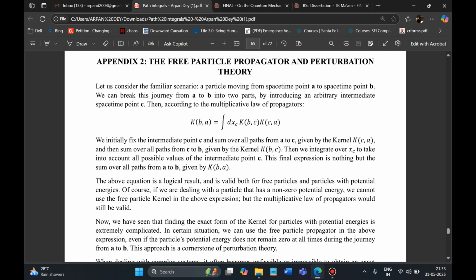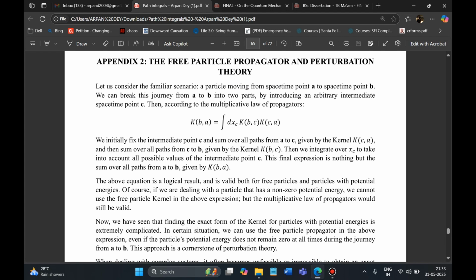Anyway, finally for this video, the last topic that we'll be discussing is the free particle propagator and perturbation theory. So now let's consider a familiar scenario, a particle moving from space-time point A to space-time point B. This is also one very important question which is not usually explained in most path integral texts. In path integrals we always talk about the path from A to B, where the initial and the final states of the particle are fixed.